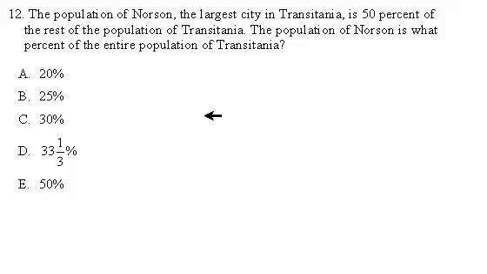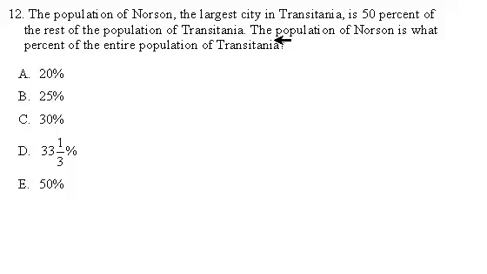Here is my response for this question. The question is asking: the population of Norsum, the largest city in Transylvania, is 50% of the rest of the population of Transylvania.